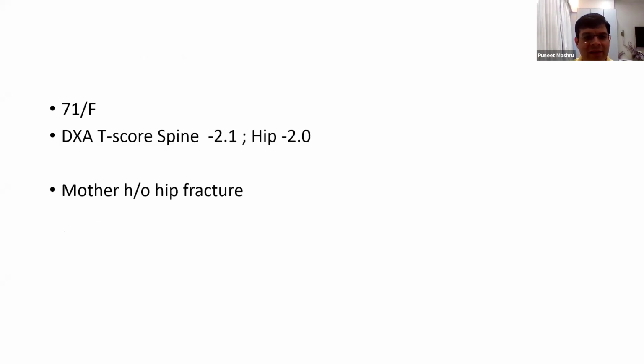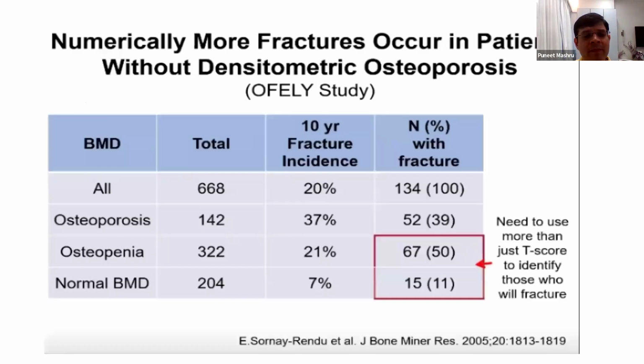Okay, coming to the next case. A 71-year-old female has a DEXA T-score at the spine of minus 2.1 and at the hip of minus 2. Her mother had a history of hip fracture. So should we treat this patient? Should we just rely on a score of minus 2.5 and treat only those individuals? Or should we treat patients who have even osteopenia, or possibly even somebody who has a normal bone density?